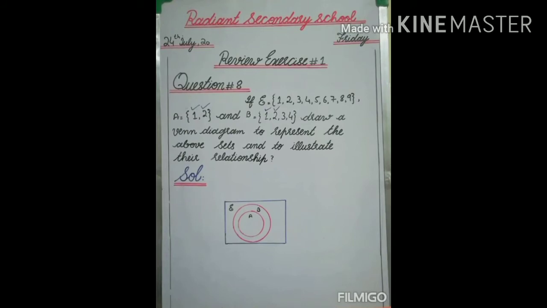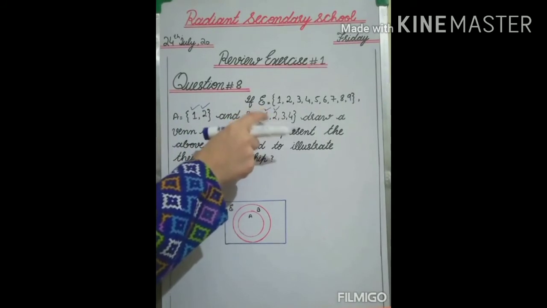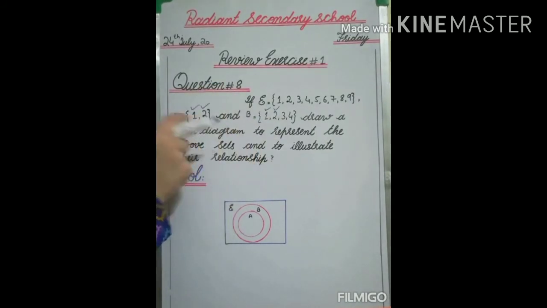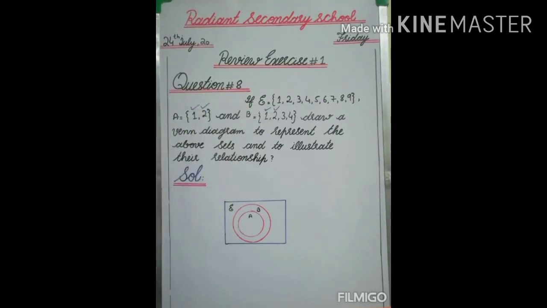Now move on the third case. Third case is subset, when one set is subset of the other. So here you can see all the elements of set A are present in set B, but all the elements of set B are not present in set A. It means that set A is a subset of set B. So we will draw a Venn diagram in which we will draw the subset case.